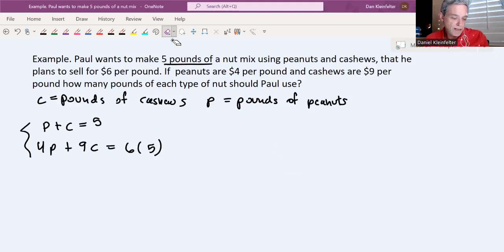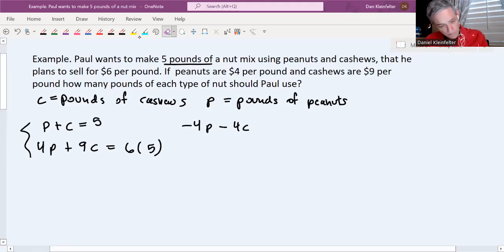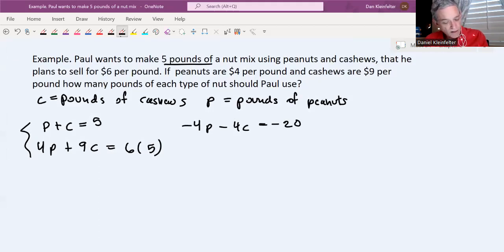So what would be easiest? We can actually do elimination on this one. So I'm going to eliminate p's. I'll multiply the first equation by -4. We'll have -4p minus 4c is -20. And then for the second one, we'll have 4p plus 9c is 30.